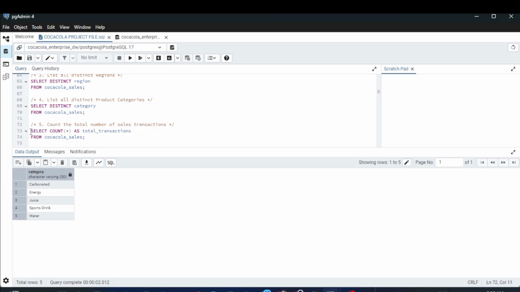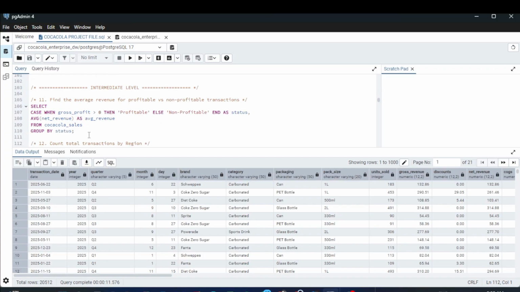Now we want to see the intermediate level questions. Let's find the average revenue for profitable versus non-profitable transactions. For us to get that, we select case when the gross profit is greater than 0, then profitable, else non-profitable, as status. Then average net revenue as revenue from Coca-Cola. Run this one and it's going to give you your answer: the average revenue for profitable versus non-profitable transactions.